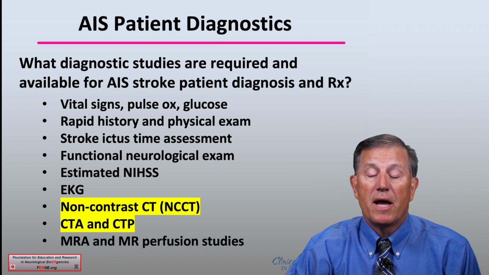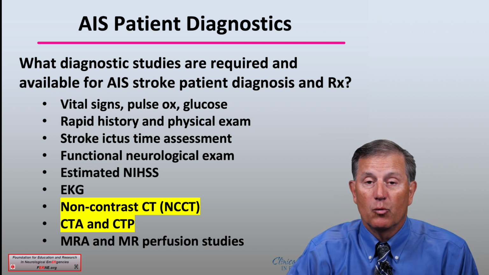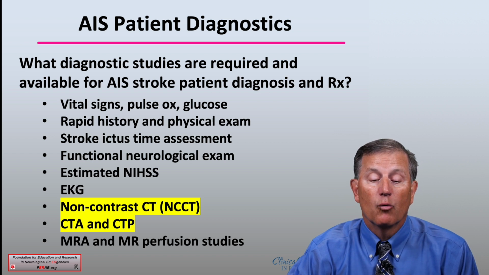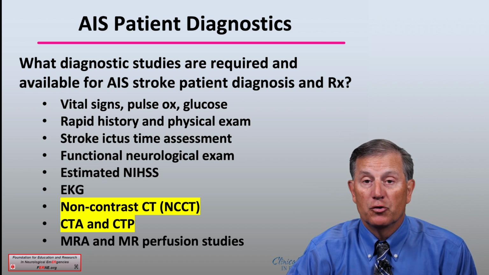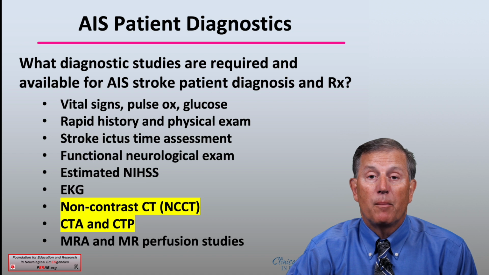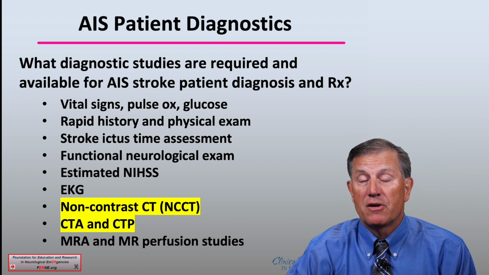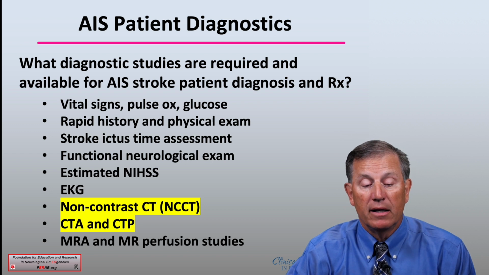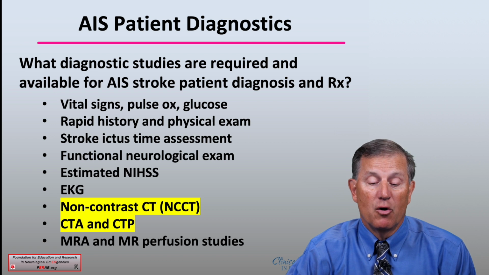Now, with regard to stroke patient diagnostics, you ask the question, what tests are we talking about? Well, of course, we need to obtain vital signs, a pulse ox, glucose, a rapid history and physical exam. We'd like to understand when the stroke ictus or onset time occurred. We'd like to do a functional neurological exam. In other words, can the patient walk, talk, see, move their extremities? Are there areas of neglect, or is there aphasia related to some speech abnormality? We'd like to be able to estimate the NIH stroke scale or calculate it if trained in doing so. We will obtain an EKG to make sure there isn't a concomitant acute myocardial infarction.